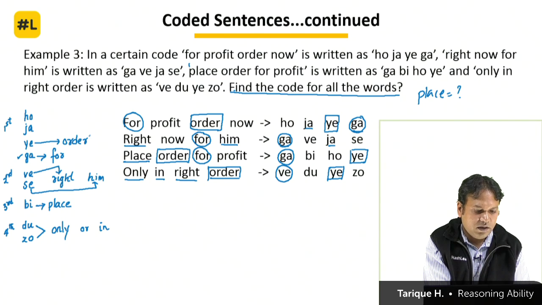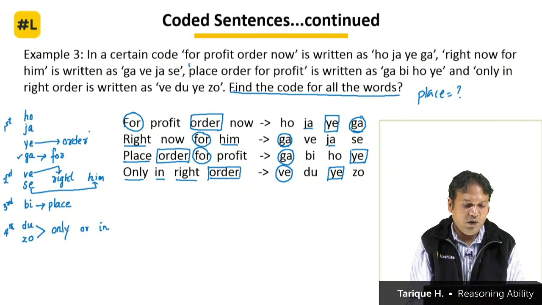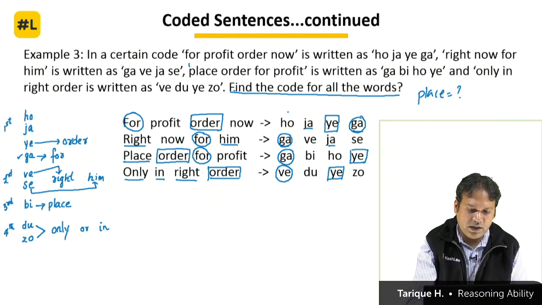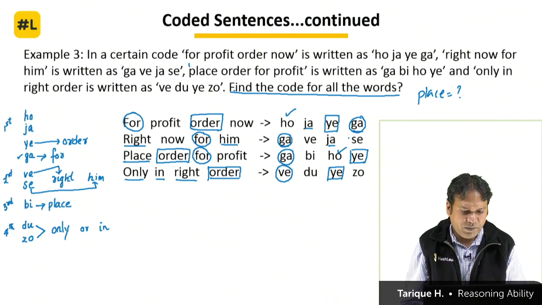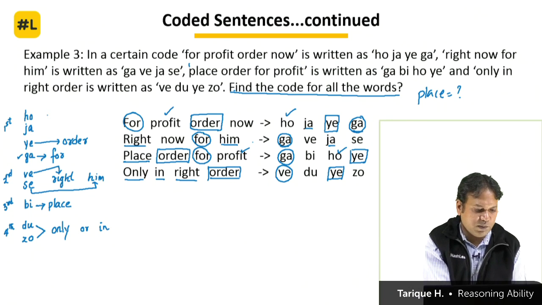You see, systematically everything is happening in the exam. If you have a systematic thought, you will never go wrong under pressure also. What is left now? Ho and ja. Ho is in the first sentence and in the third sentence, and you see the common word profit is there also. So we can say ho is profit.